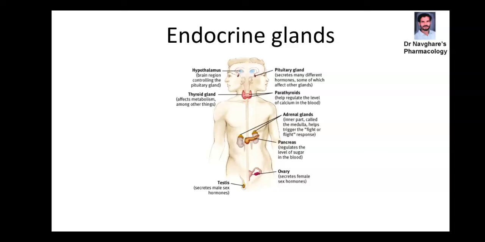In the neck there are two glands located, the thyroid gland and the parathyroid gland. Over the kidney there are adrenal glands. Near the stomach, the pancreas is located. The pancreas functions as both types of glands, endocrine as well as exocrine. And last, ovaries in female and testes in male. These are called gonads.